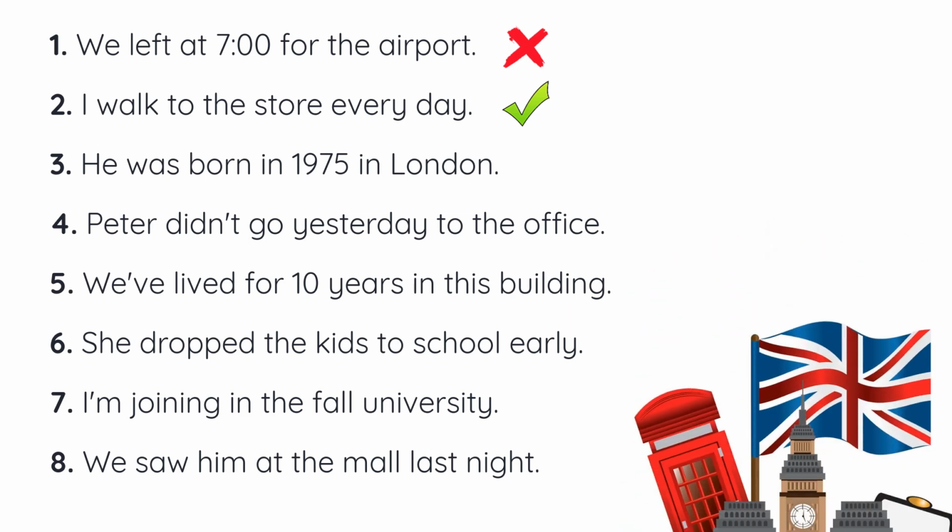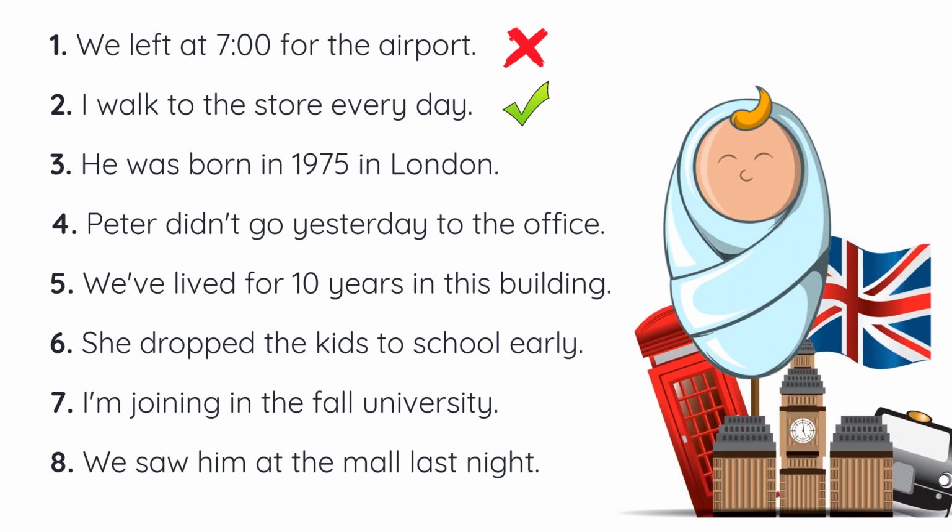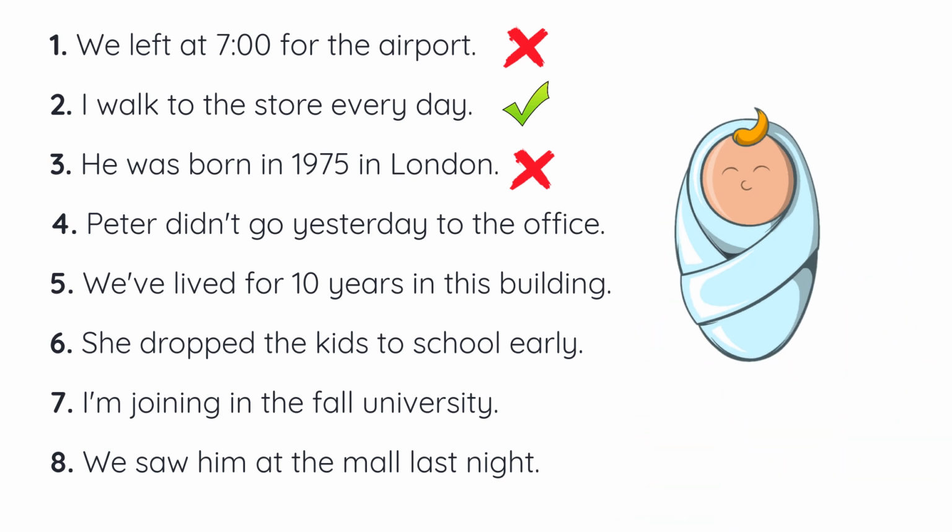Number 3. He was born in 1975 in London. Is that right or wrong? Let's check. He was born where? Oops, we have when first. So that's not right, okay? So we should say he was born in London in 1975, right? He was born where? In London. When? In 1975. Getting it?